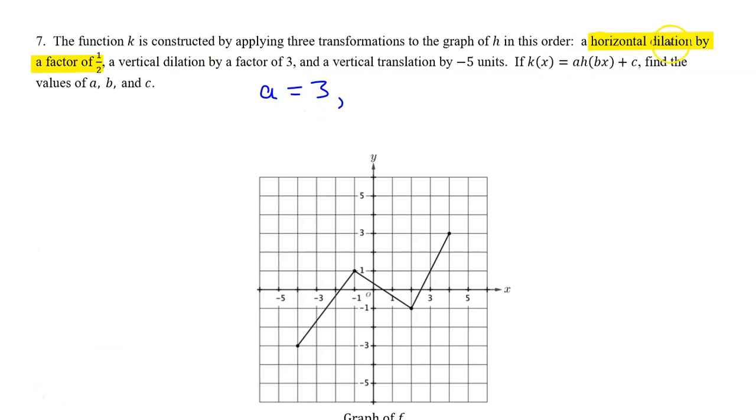A horizontal dilation is a multiplier on the inside, so it's going to give us the value of b. However, horizontal transformations are always the opposite of the way they look. So a horizontal dilation by a factor of 1/2 will lead to b equals 2, the reciprocal. A vertical translation by negative 5 tells us that c must equal negative 5.